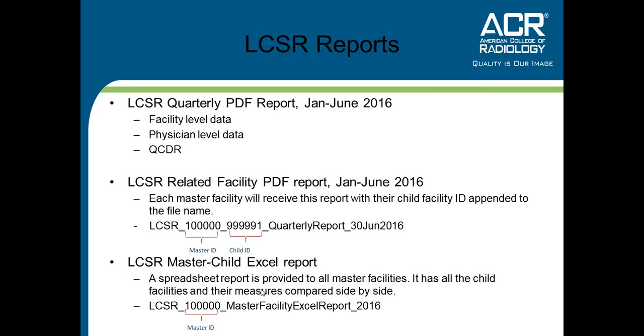The third report is the LCSR Master Child Excel report. This is a spreadsheet report again provided to all the master facilities. It has all the child facilities and their measures compared side by side. And this is the naming convention we use for the spreadsheet report, and this is the naming convention we use for the PDF report, related facility PDF report.